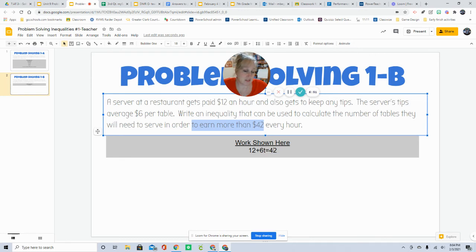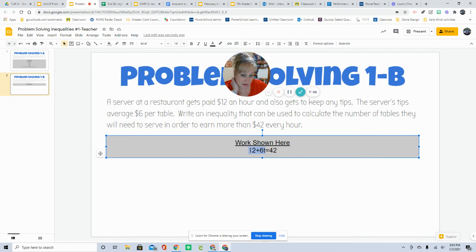So do we need to make our sign go this way or this way? Well, in my opinion, this is his pay, but this is how he gets his pay. So how he gets his pay is what needs to be greater than. Now, it doesn't say greater than or equal to. It says more than. Not more than or equal to $42 an hour. It says more than.